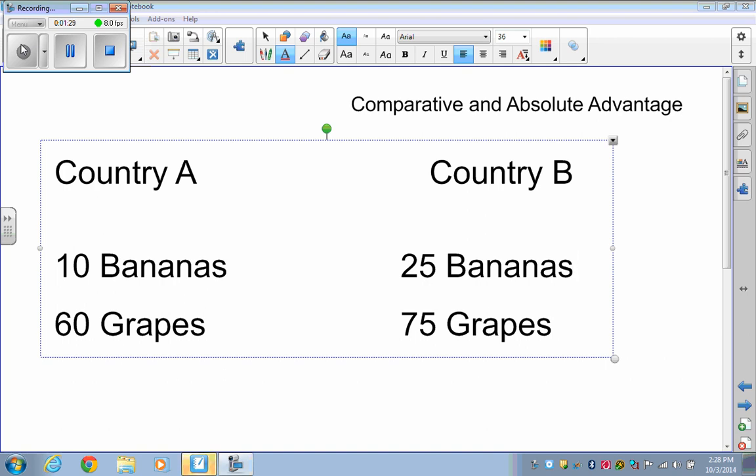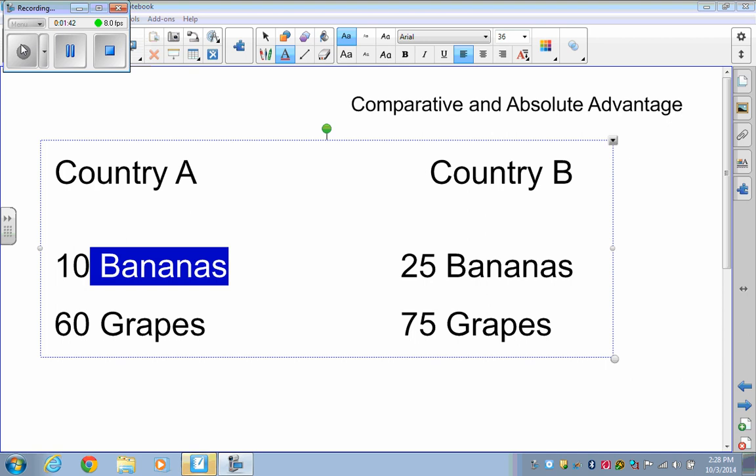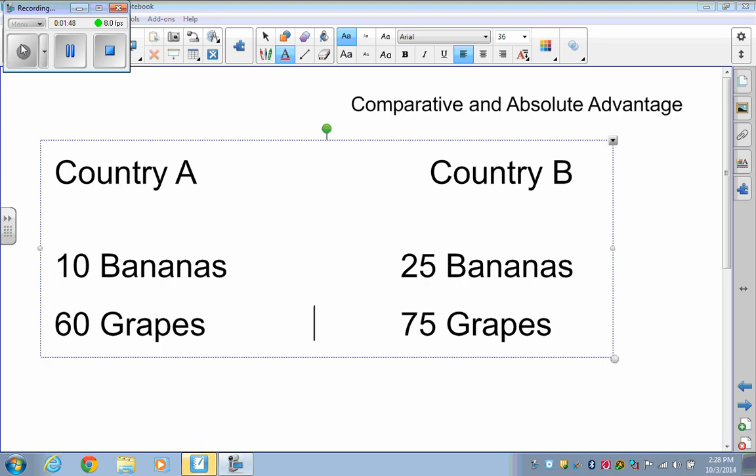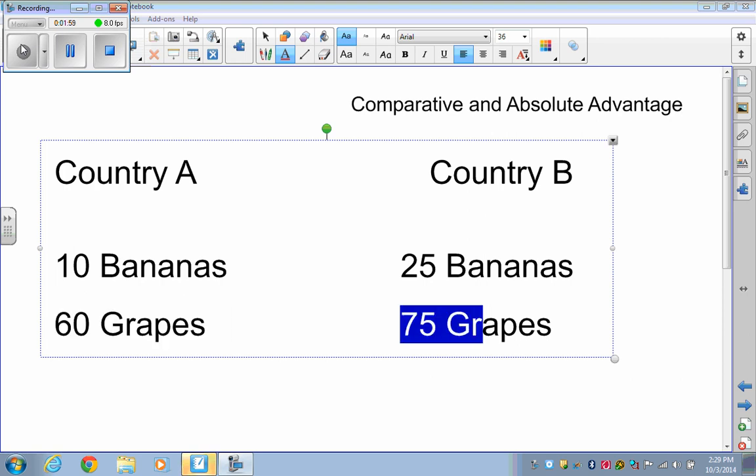Which means who has the absolute advantage of producing bananas? Country B. Country B does. They can make 25 bananas, while country A can only make 10. However, who has the absolute advantage of making grapes? It has to be country A, you say. However, if country A employs all their resources, they can make 60 grapes, where country B can make 75.